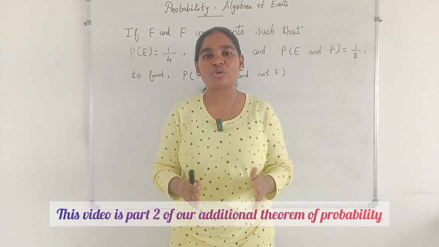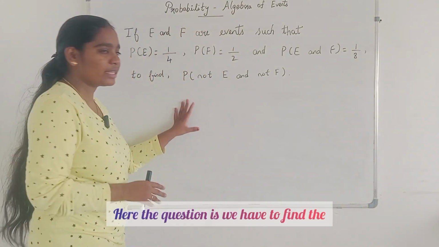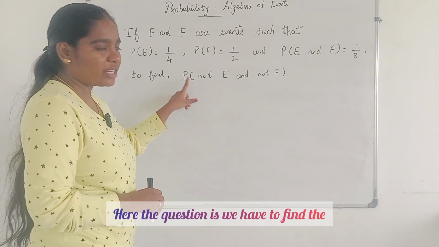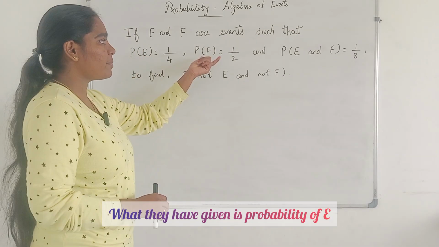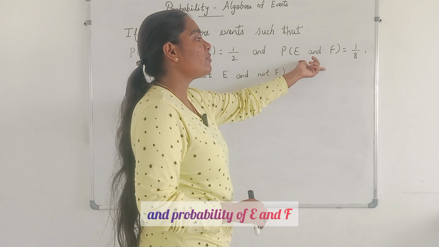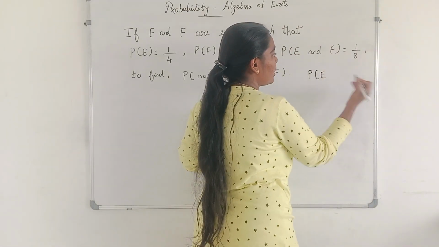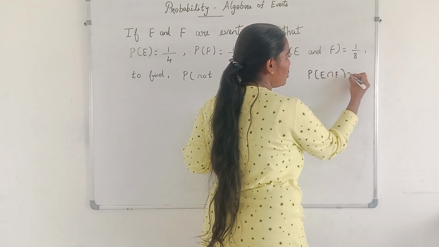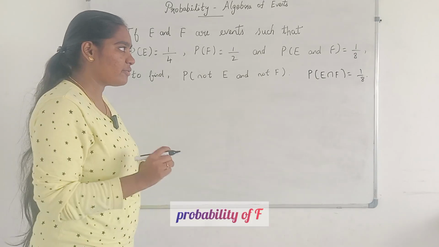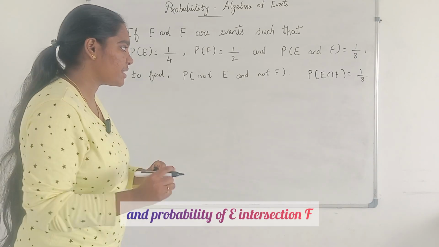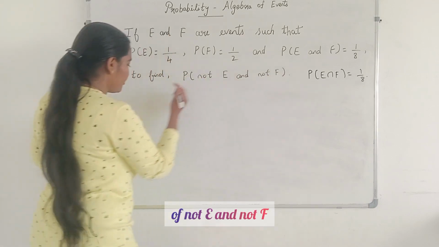This video is part 2 of our addition theorem of probability. Here the question is, we have to find the probability of not E and not F. What they have given is probability of E, probability of F and probability of E and F, that is probability of E intersection F. So we know the value of probability of E, probability of F and probability of E intersection F, and we have to find the value of probability of not E and not F.